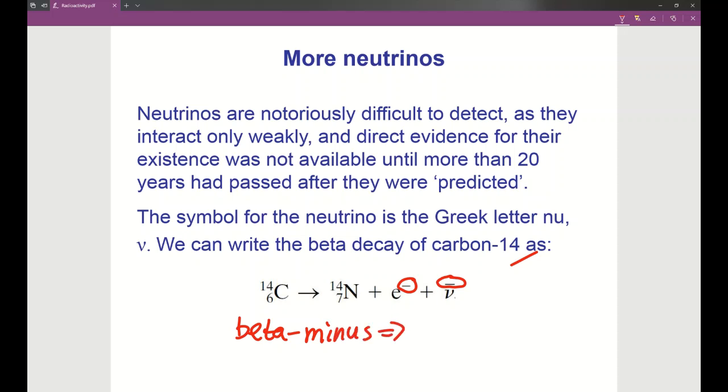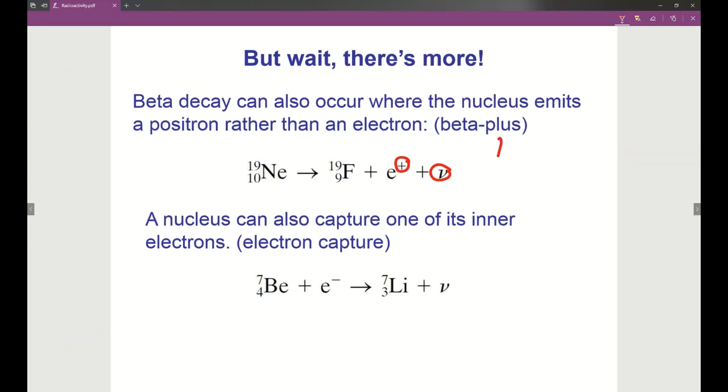It's also written as the beta symbol with a little superscript minus sign. And this is beta plus decay, or the beta symbol with a plus sign, superscript.